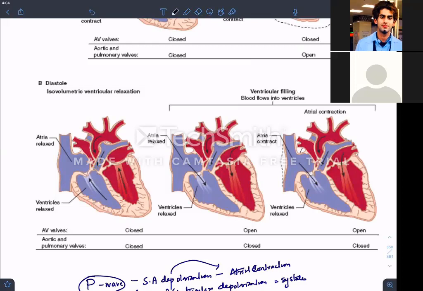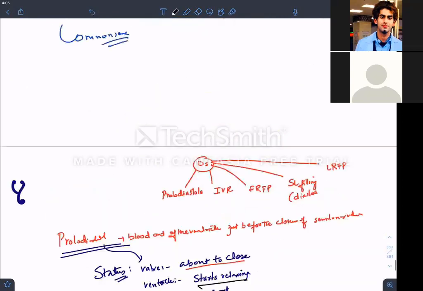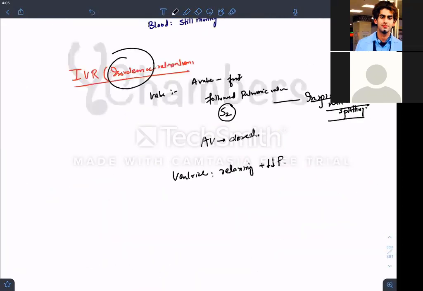So in this isovolumetric relaxation, can we see the atria are relaxed? I'm talking about the ventricular system right now, but it applies to the atria also. Ventricles are relaxing, guys. Can we see the chamber is increasing? Can we see the aortic and pulmonic valves are closed? Can we see the tricuspid and mitral valves are closed? Is there any doubt? Isovolumetric ventricular relaxation. Now what is happening?